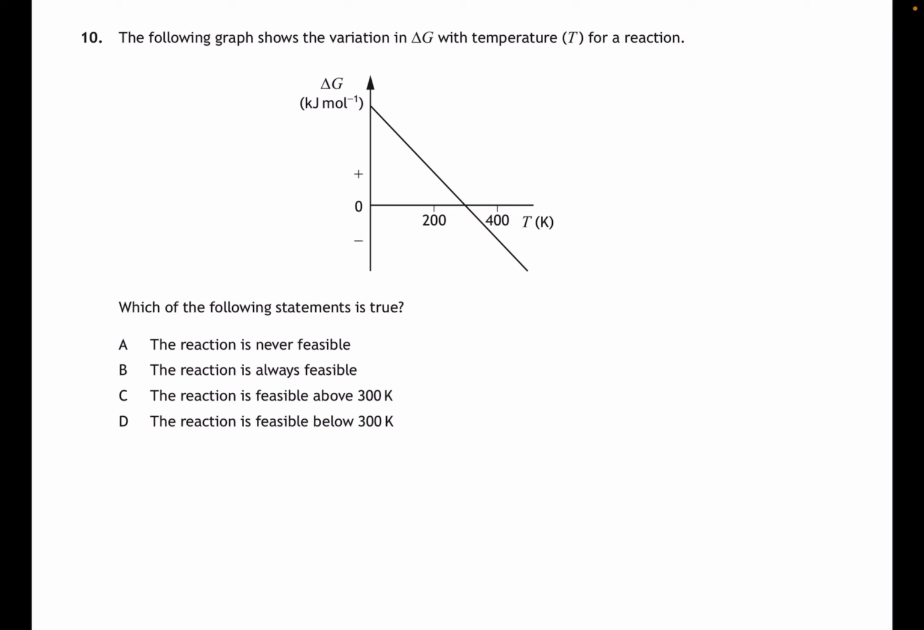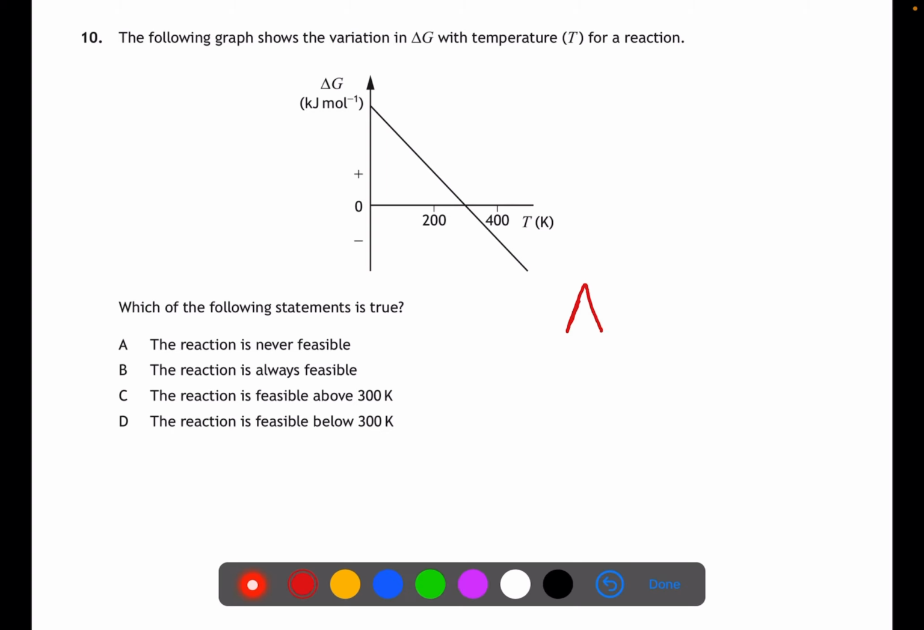Question 10. The following graph shows the variation in delta G with temperature for a reaction. Which of the statements is true? We're looking at the feasibility of this reaction. Reactions are feasible when delta G is less than or equal to 0. This means that we need to have a look at where the line crosses the 0.